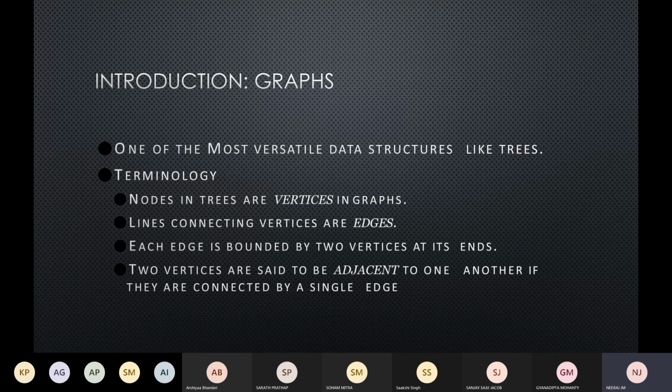So let's start with graphs. What is a graph? It's a data structure just like trees. We'll be learning more about trees in tomorrow's session; I'll just be taking you through graphs. In graphs, instead of nodes, there are vertices, and the lines connecting two vertices are called edges. Two vertices are said to be adjacent if they're connected by a single edge.